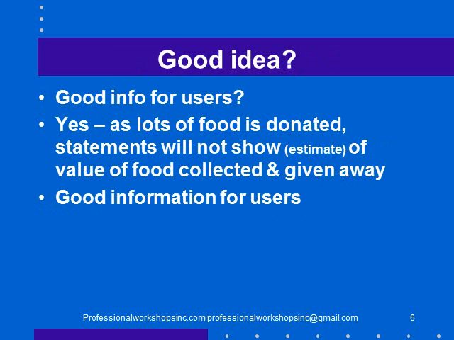So, is it a good idea? Is this good information for users? And I think the clear answer is yes. Let's say half the food is donated and half the food is bought with donated money. The financial statements don't show the total value of the food collected and donated, and that would be a very useful piece of information to users trying to understand how effective the food bank is. So it's good information, and I think it's something that clearly should be disclosed.